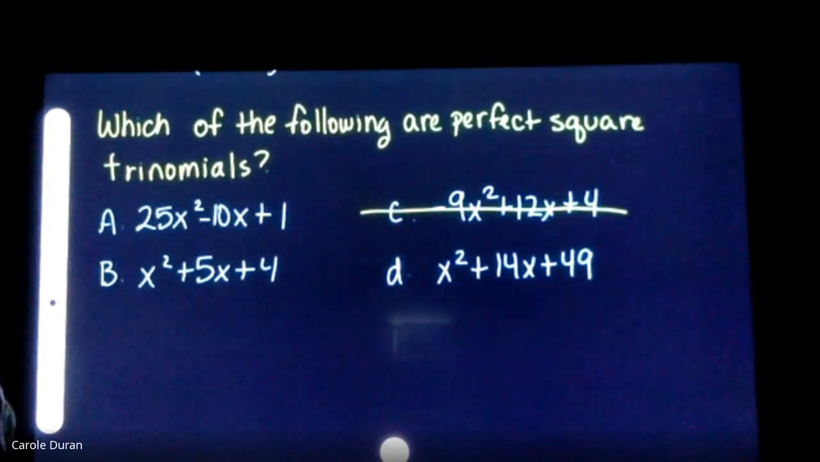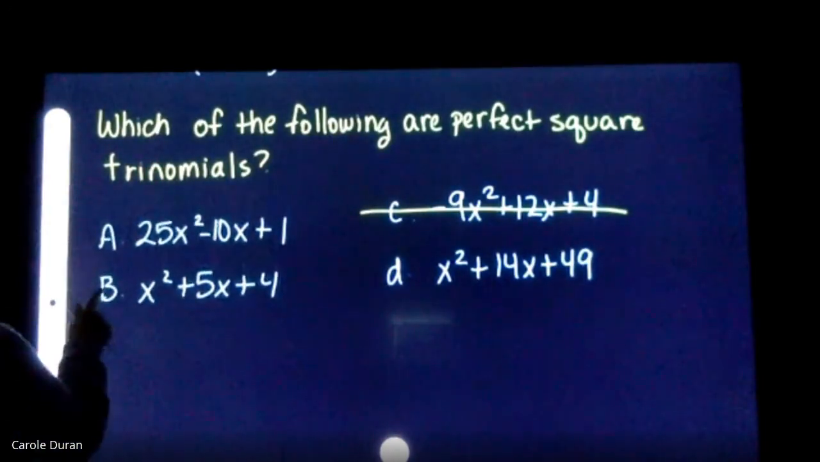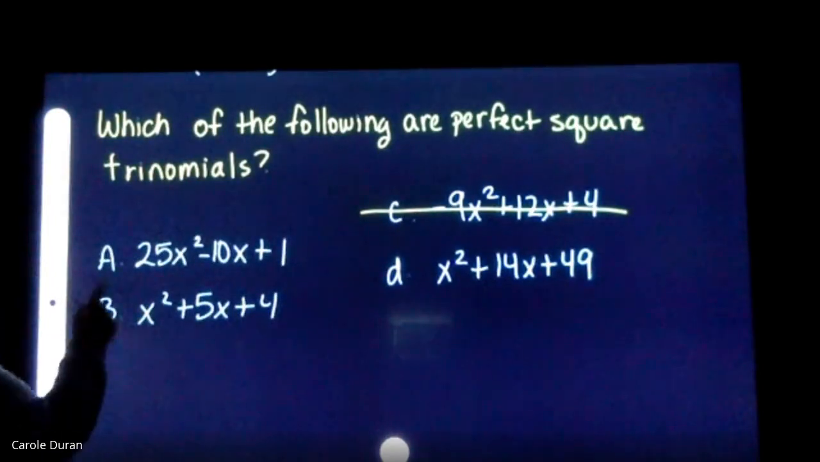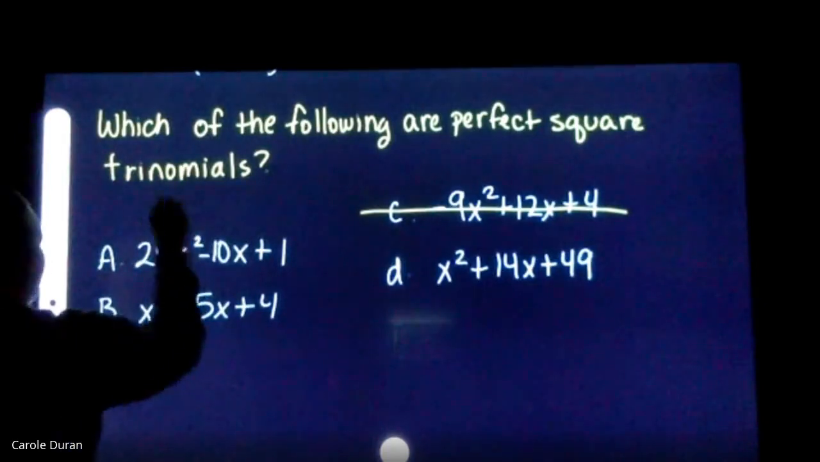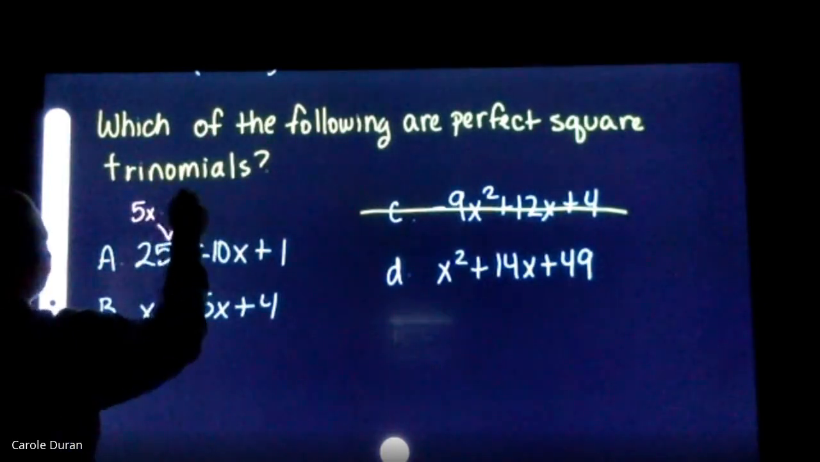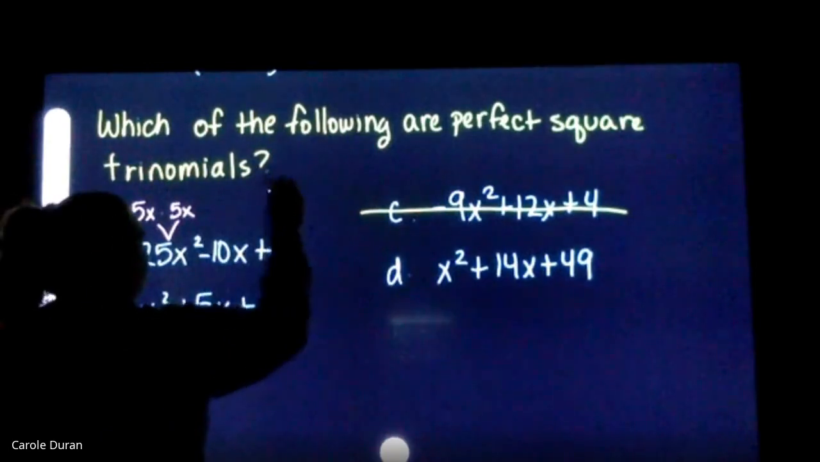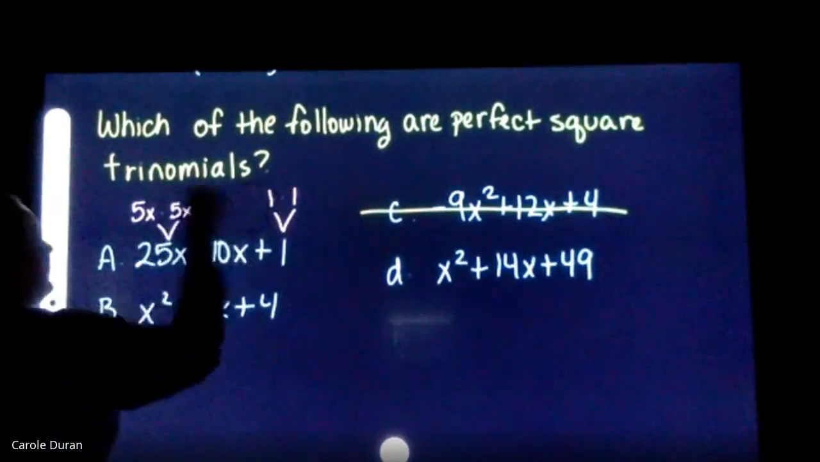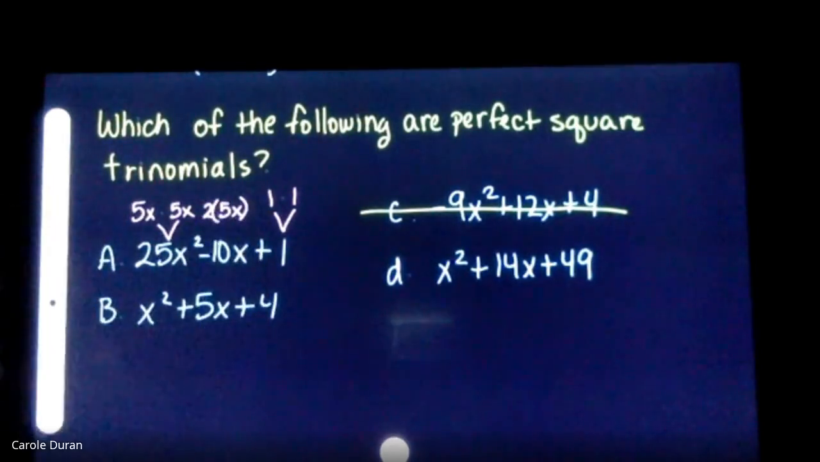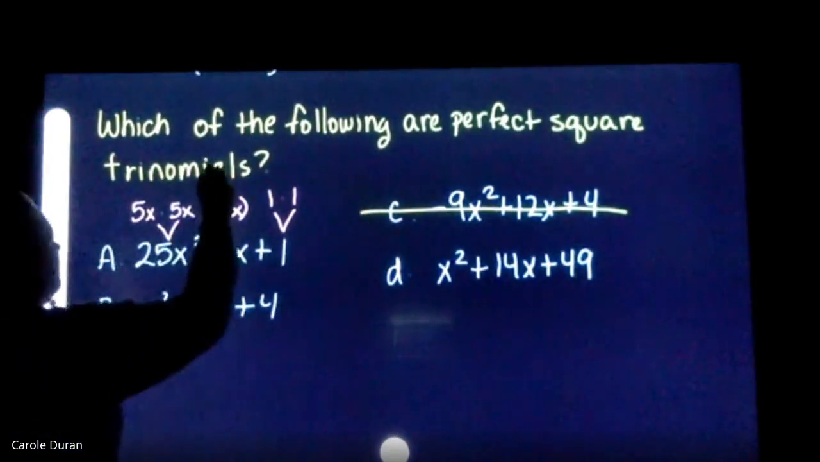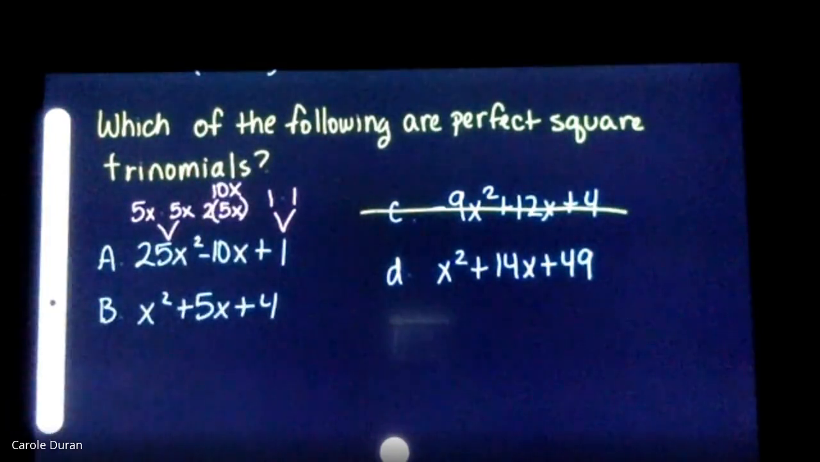So from here, I need to verify that my middle term is twice the product of the roots of my perfect squares. Okay, so we need to do that whole thing that we did before when we were testing all of these. So I'm going to go ahead and test A and B first. Starting with A, 25x squared is 5x times 5x. 1 is 1 times 1. When I take 5x and 1 and multiply them together, I get 5x. And then I need to double that. Well, 2 times 5 is 10. So my middle term here should be a 10x.